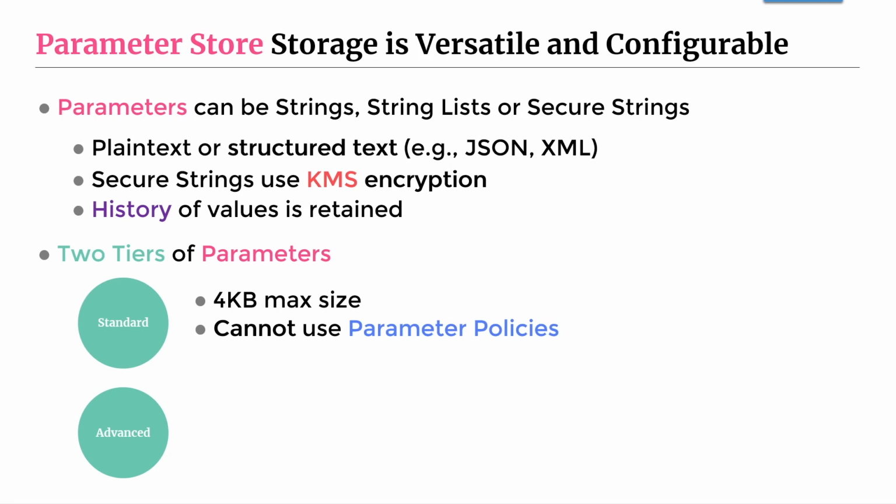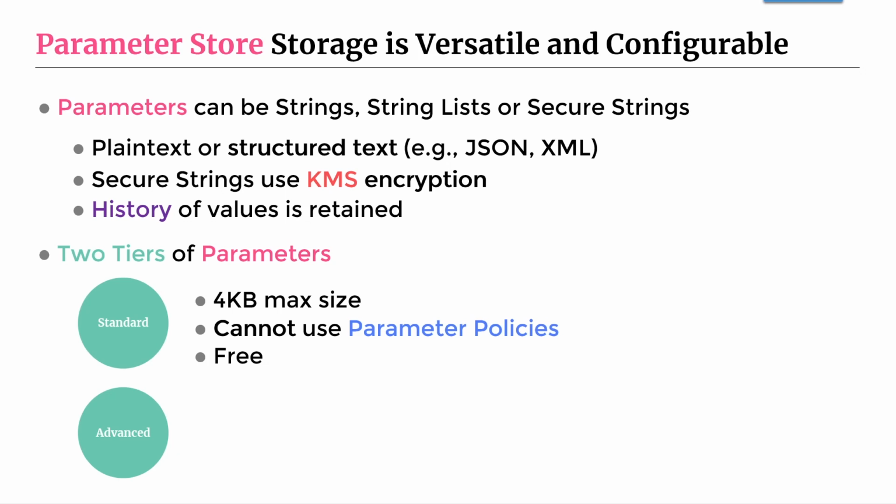Parameter policies are a feature that allows you to do things like expire a value of a parameter at a certain period of time or a relative time, so 20 days from now or 30 days from now, and so forth. In addition, standard parameters are also free to use unless you opt in to the higher throughput option, in which case you will pay, I believe, 5 cents per 10,000 API requests. However, there are no other charges for using Parameter Store.